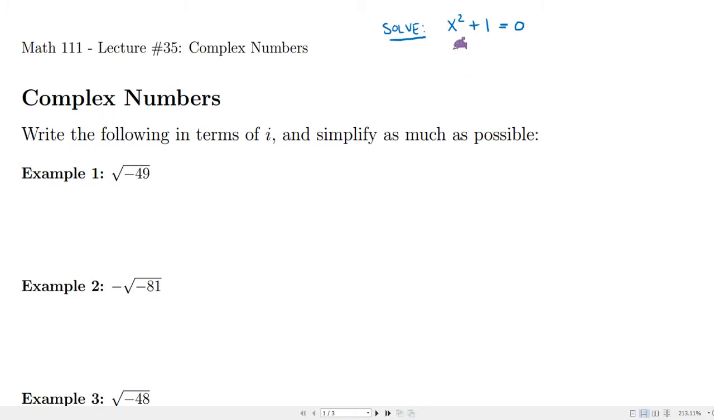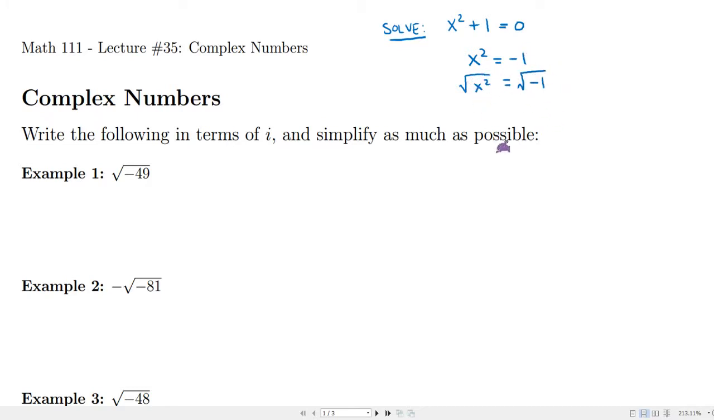Looking at this, you could try to attempt a factorization, but you will not be able to find one where you actually have real numbers. So let's try to solve this by isolating the x squared. How would you do that? You bring the negative 1 over here, so subtract 1 from both sides. And now what would we do? At this point, we could take the square root of both sides. So I take the square root of x squared, and that'll be equal to the square root of negative 1.